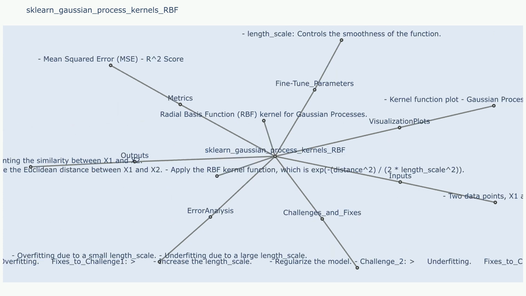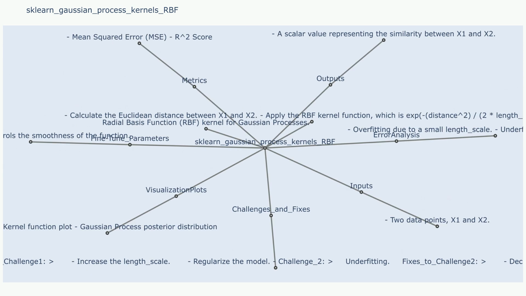Steps. Step 1: the kernel function computes the Euclidean distance between x1 and x2. Step 2: it then applies a Gaussian function to this distance. The Gaussian function is defined by a length scale parameter gamma, which determines the width of the Gaussian bell curve.